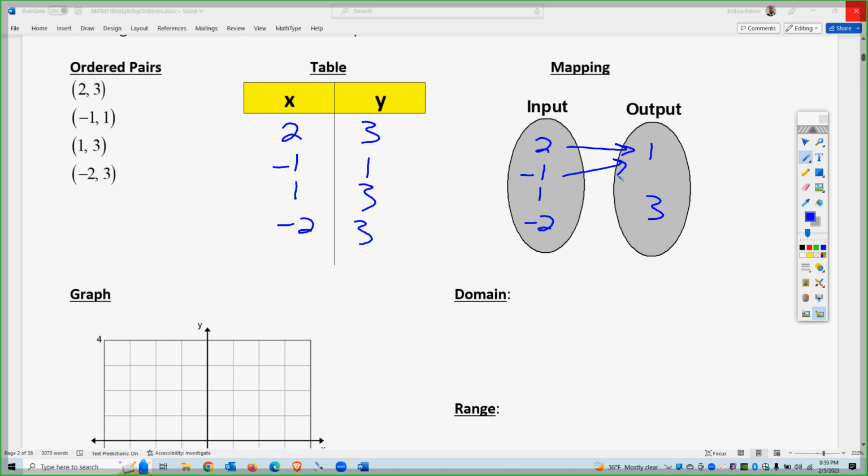Oops, I did that wrong. I'm sorry, 2 maps to 3. What am I doing? I'm sorry, I said one thing, did another. Okay, positive 1 maps to 3, and negative 2 maps to 3.